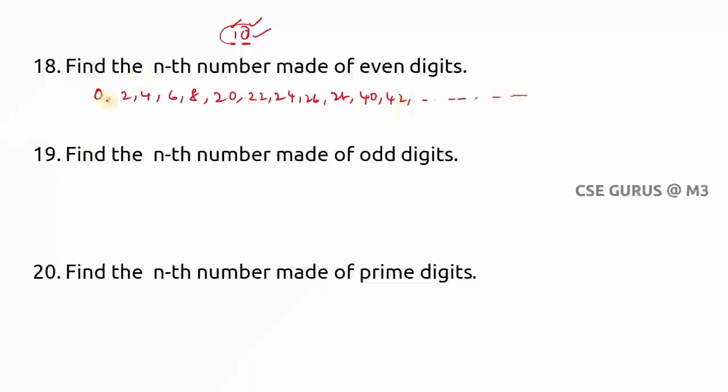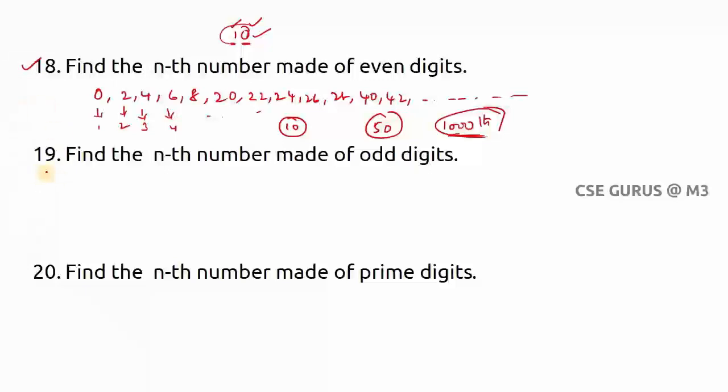Of course, in this series, what is the first number? 0. Second, 2. Third, 4. Fourth is 6. Like this. If I ask you what is the 10th number, what is the 50th number, what is the 1000th number in this series, how to get the answer for this one? So that is the question here. This is the 18th one.